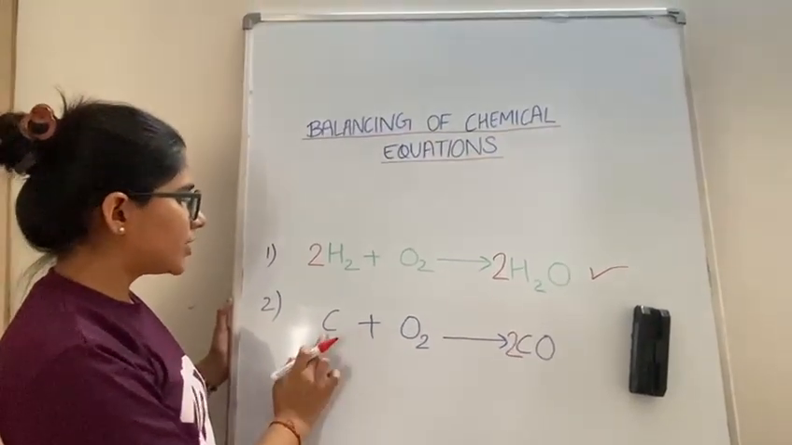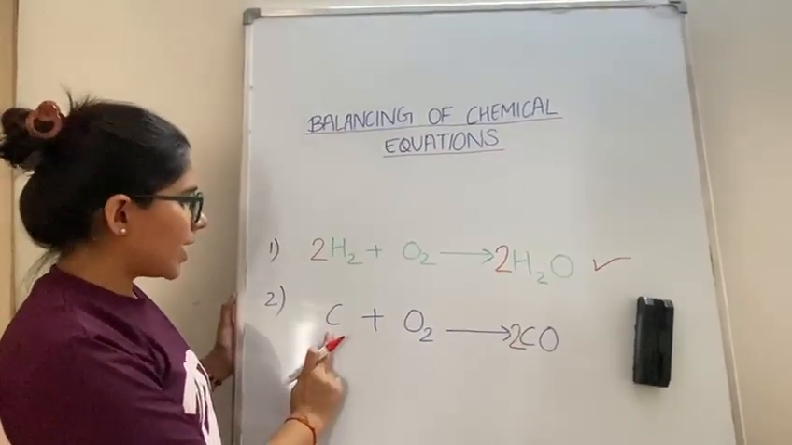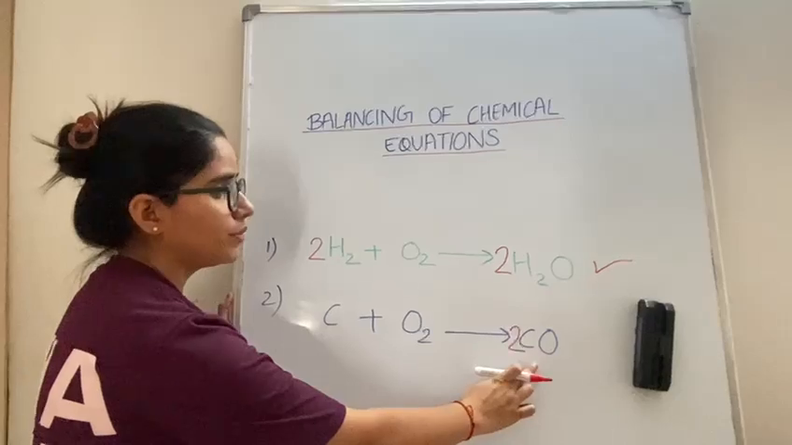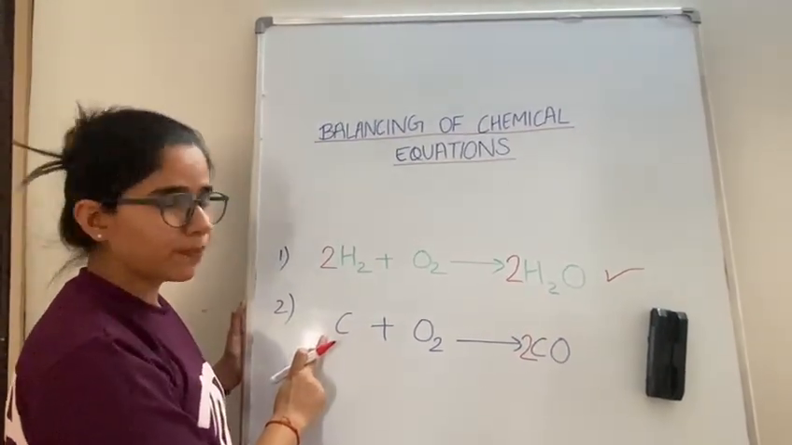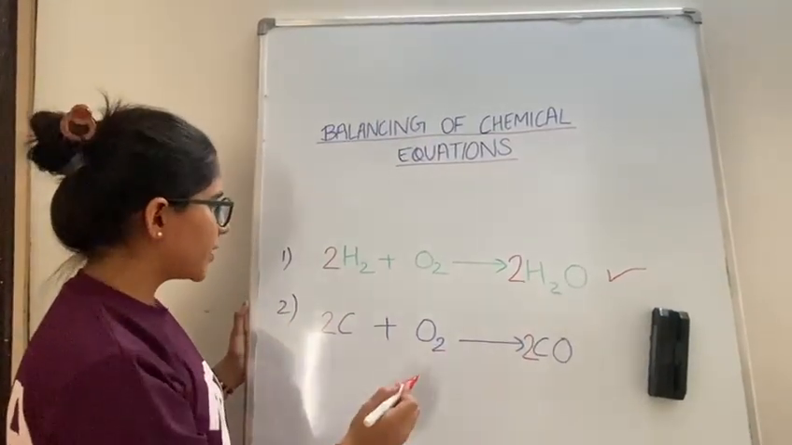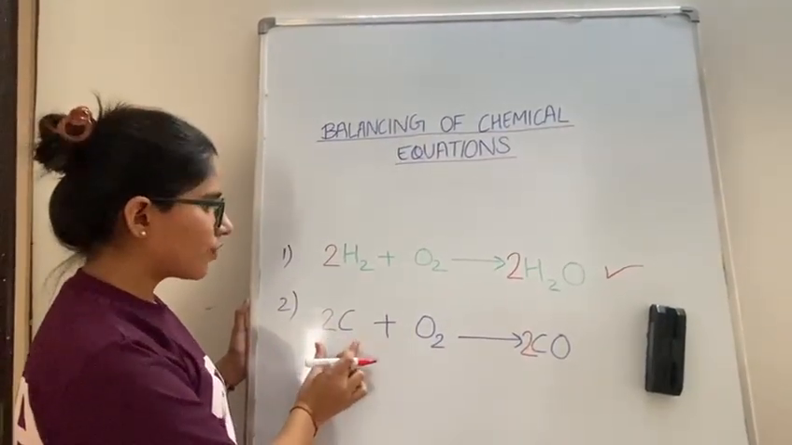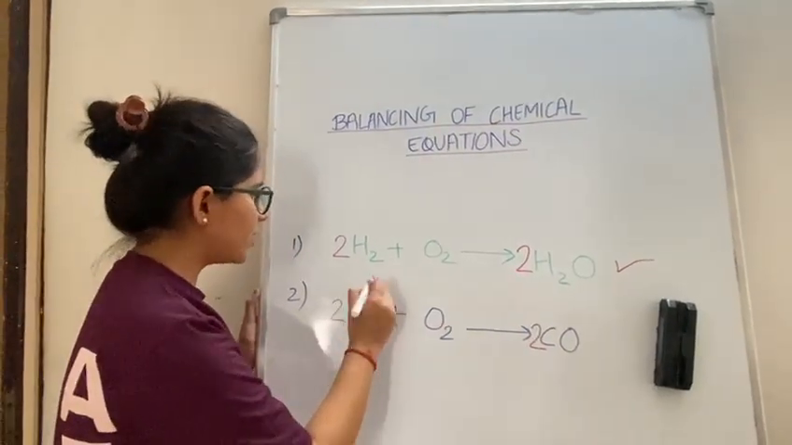Now I will check again from the beginning. That is, I will check the number of atoms of carbon again. I have only 1 carbon atom here and here I have got 2 atoms of carbon. So I need to make it 2 again. So I will write 2 over here. Now I will check it again: here I have 2 atoms of carbon and it is also 2 here. So it is balanced. So carbon is balanced.